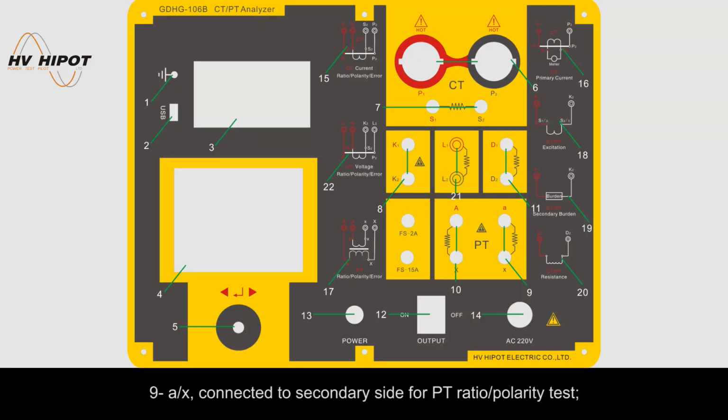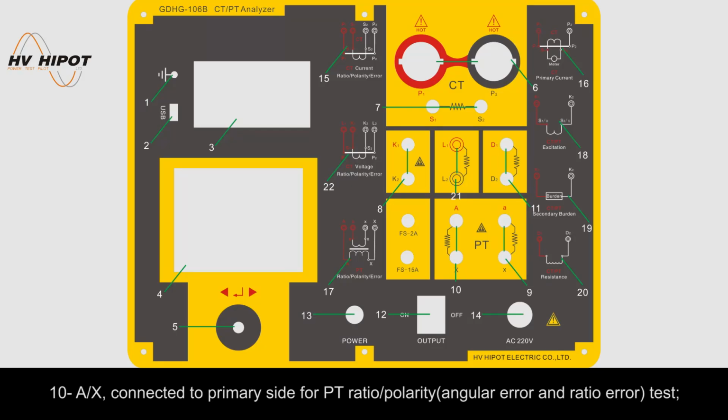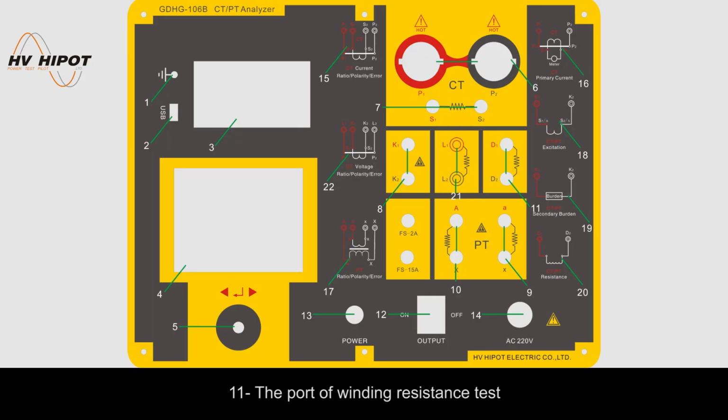9 AX connected to secondary side for PT ratio polarity test. 10 AX connected to primary side for PT ratio polarity angular error and ratio error test. 11 the port of winding resistance test. 12 overcurrent protection power switch. 13 power switch. 14 power socket.